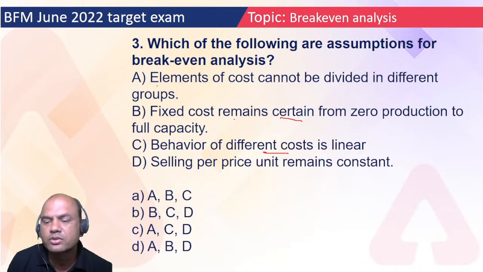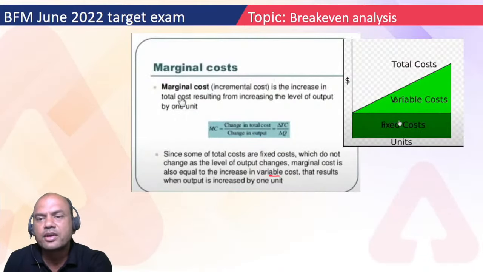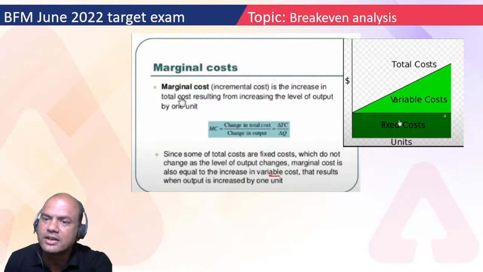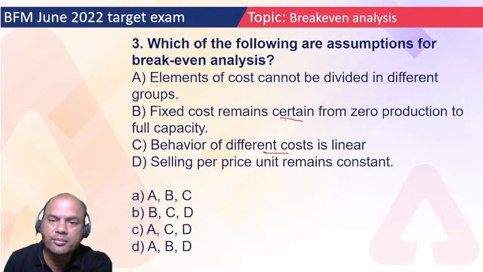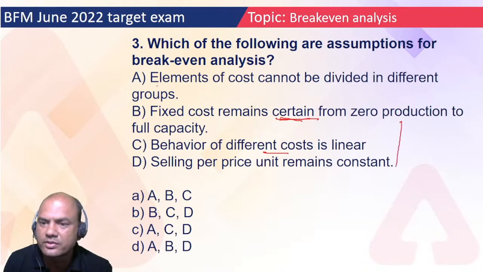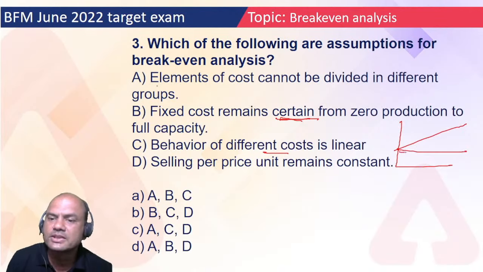How does the variable cost go? We have just now seen in that graph. See this, variable cost is moving in a straight line, linear over here. Even fixed cost is linear. Of course it's constant linear, at the same level, but it's linear, not curvilinear. Is B true? Fixed cost remains the same. Just now we saw it: fixed cost and variable cost. Fixed remains the same, variable is changing. So B is true.